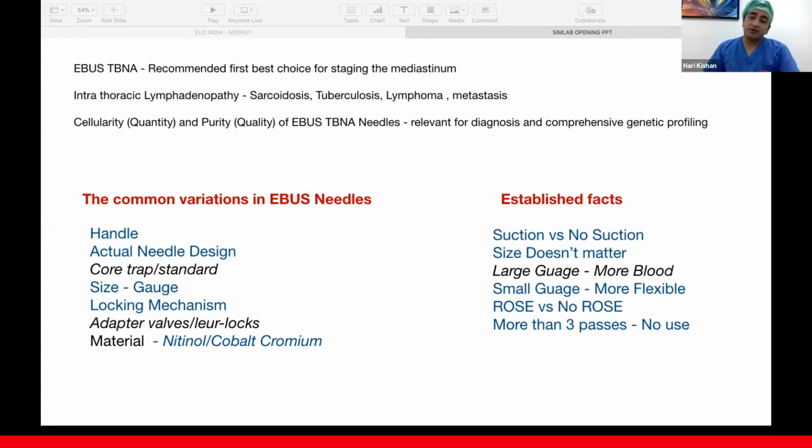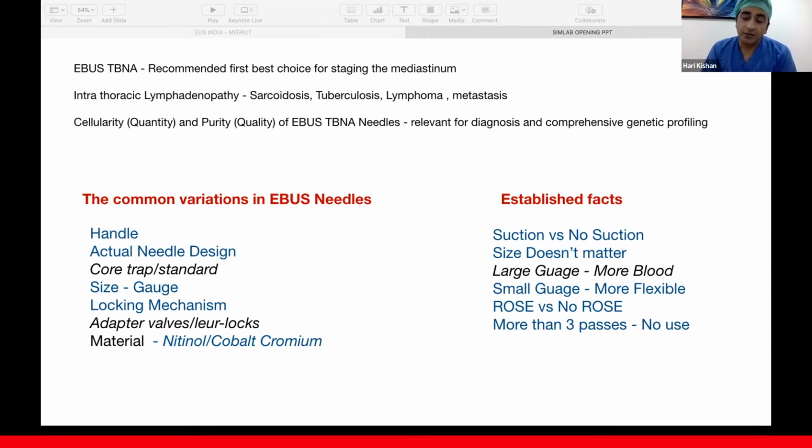So already we know that there are some established facts in EBUS. Suction versus no suction doesn't make much difference. Size really doesn't matter as per the meta-analysis, but the larger the size of EBUS needles, the more blood contamination happens. That's a proven fact. And small gauge needles are proving to be more beneficial by lessening the contamination with blood.